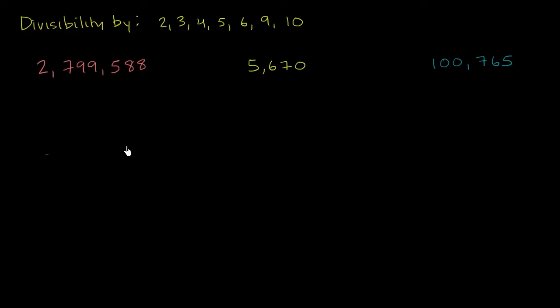So let's get started. To test whether any of these are divisible by 2, you really just have to look at the ones place and see if the ones place is divisible by 2. And right over here, 8 is divisible by 2. So this thing is going to be divisible by 2. 0 is considered to be divisible by 2. So this is going to be divisible by 2. Another way to think about it is if you have an even number over here, and 0 is considered to be an even number, then you're going to be divisible by 2.